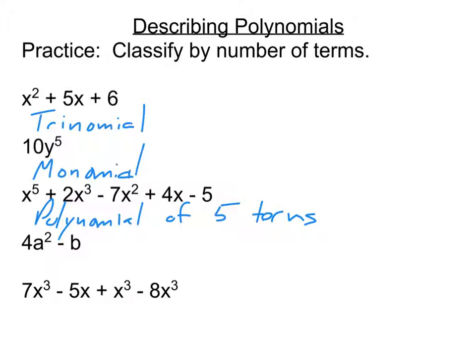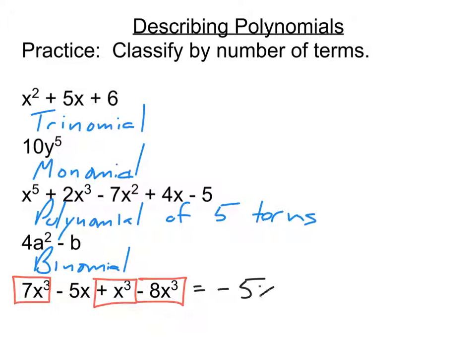The fourth one, yes, the b counts as a term. So that fourth one, that is going to be a binomial. And that last one, it looks like I can do a little bit of simplifying there, because I got the 7x cubed plus x cubed, that's 8x cubed, minus 8x cubed, well that's 0, so that one just went away. So actually this whole thing just equals negative 5x, which means that one is a monomial.